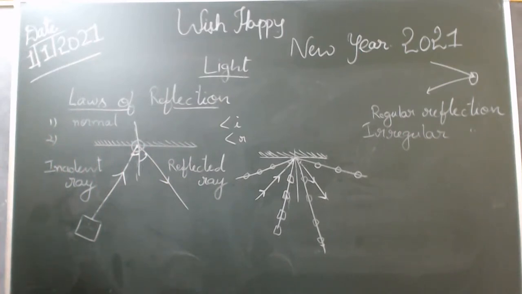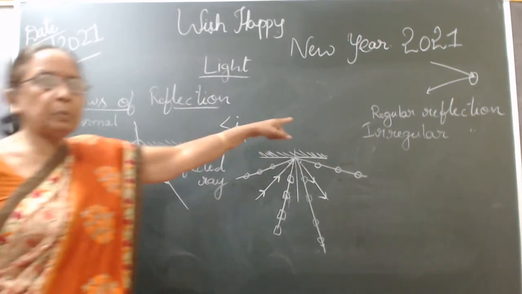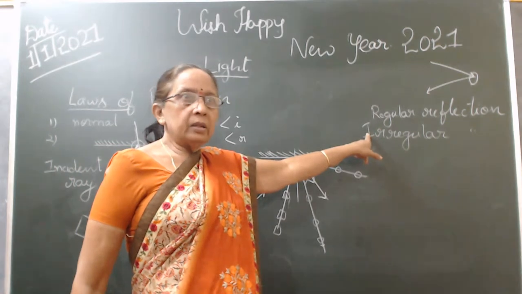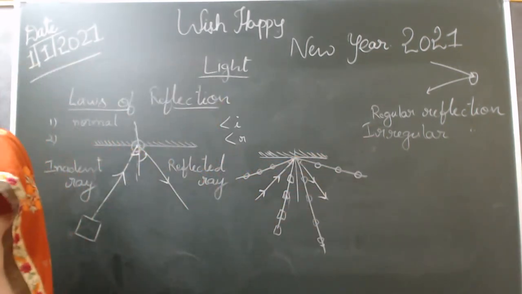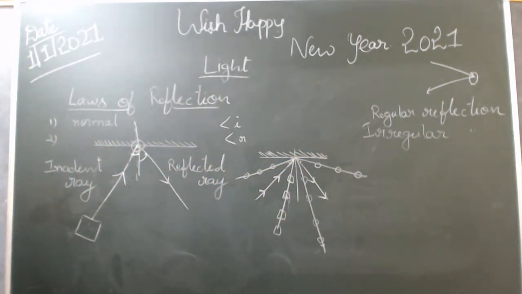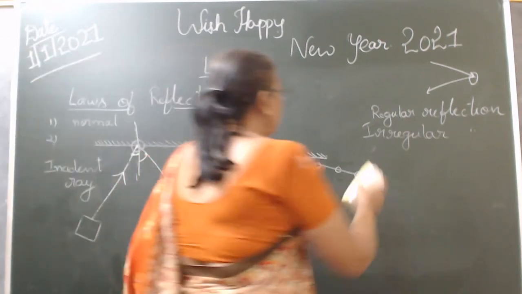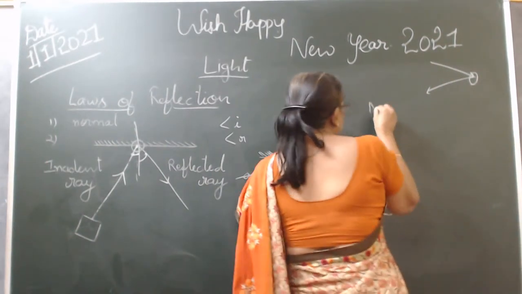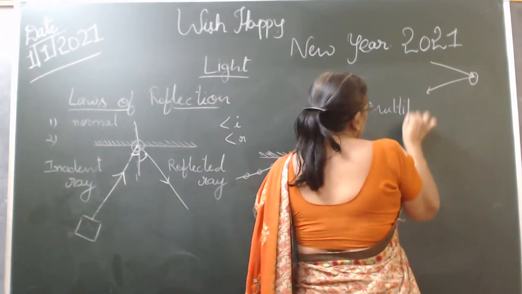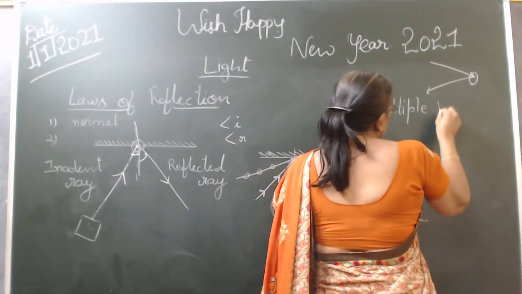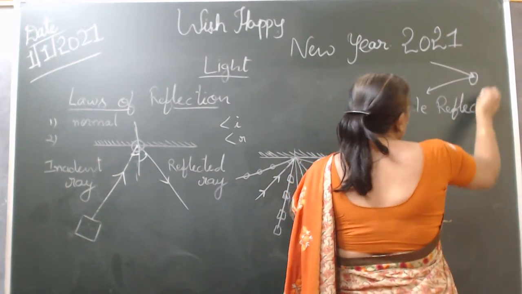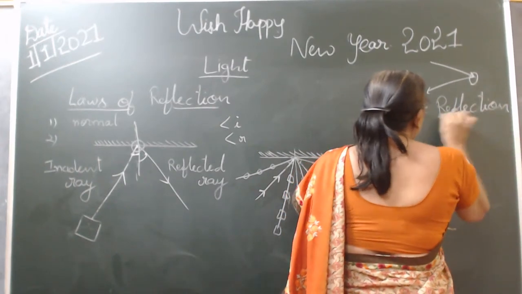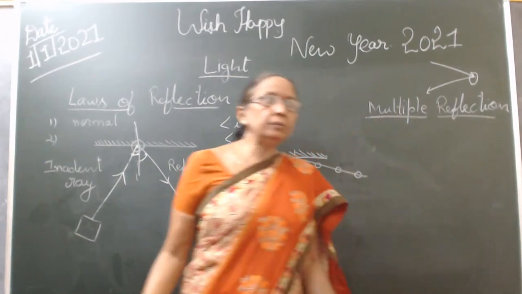Now these are the main ones. After that, regular and diffuse reflections I explained earlier. Understand? Okay. Now one more topic is there, multiple images, or multiple reflection. So first of all, you understand the reflection.